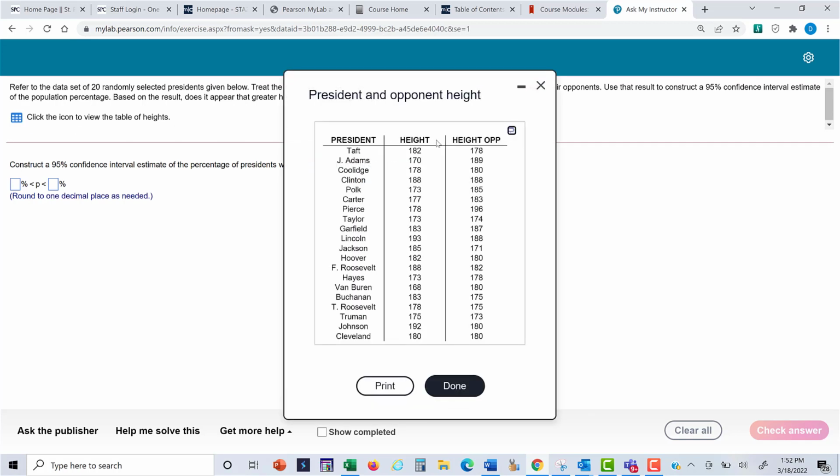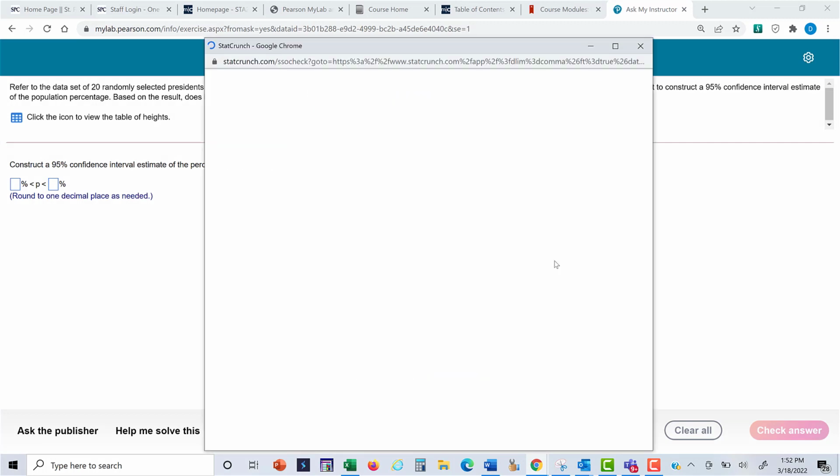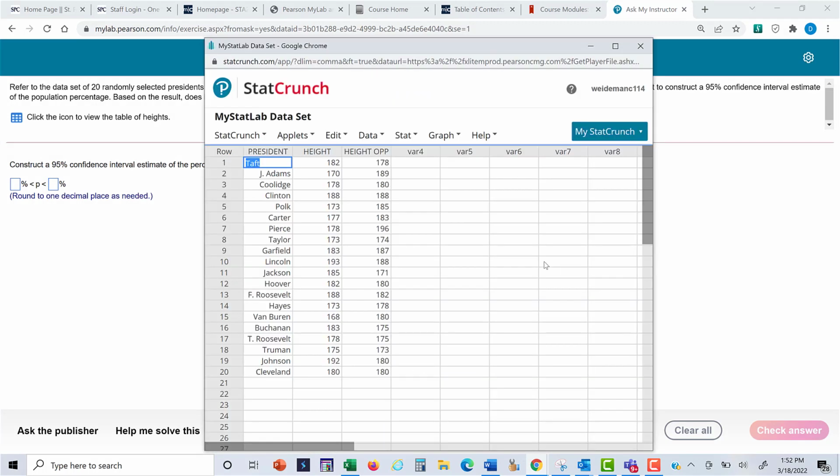Okay, so let's go ahead and open it up. Here's the data set. Let's go ahead and open it up in StatCrunch. And so what you need to do is you need to actually count, president pair by pair, when the president is taller than his opponent. So if we look at the first case, this is the way I would do it. I would just put an X if the president is taller than his opponent.